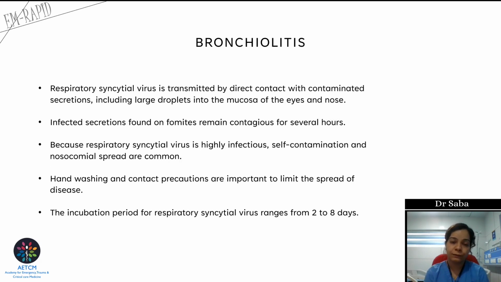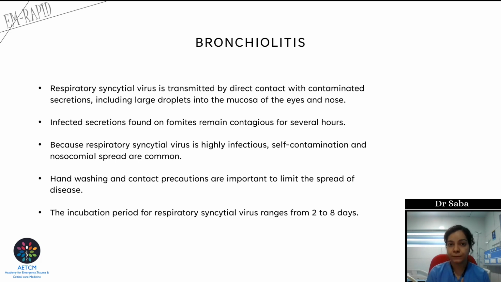And then when we talk about the virus per se, this respiratory syncytial virus is transmitted majorly by direct contact with contaminated secretions, which includes the large droplets, into the mucosa of the eyes and the nose. So it's direct contact. That's how RSV spreads. And infected secretions, even if they fall on fomites, meaning the non-living things around, like the towel, bottle, box, table, comb, clothes, all of these are fomites. If these large droplets fall onto these fomites, they will remain contagious for several hours.